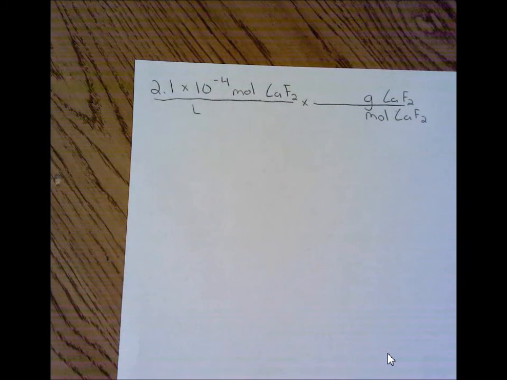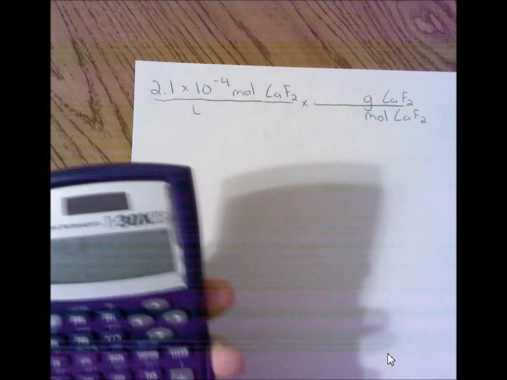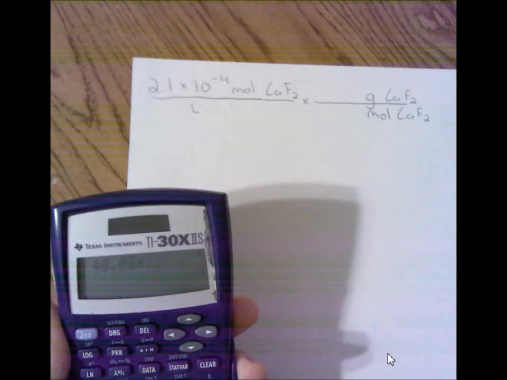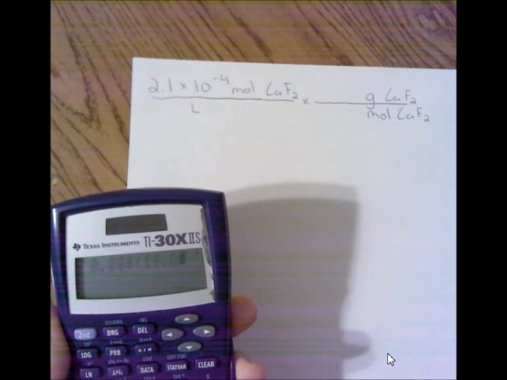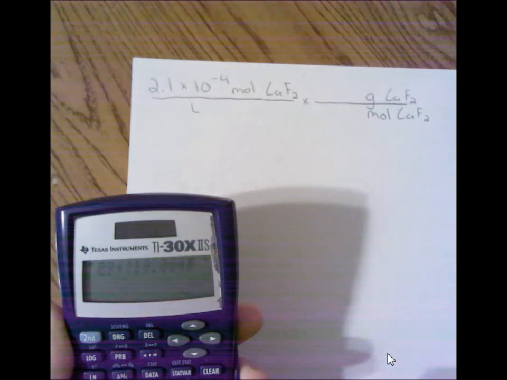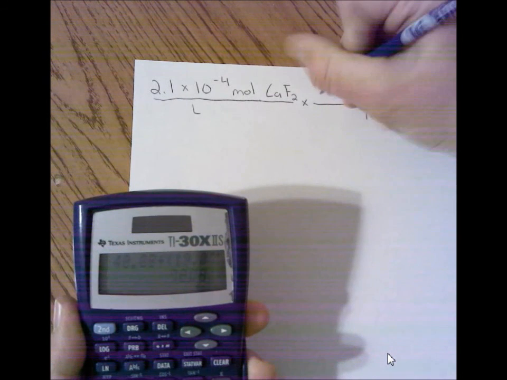If you look on the periodic table, calcium has a molar mass of 40.08. So 40.08 plus the mass of fluoride, which I'm going to put in parentheses. The mass of fluoride is 19.00 times 2 because we have 2 of them. So the molar mass here for calcium fluoride is 78.08 grams per 1 mole.